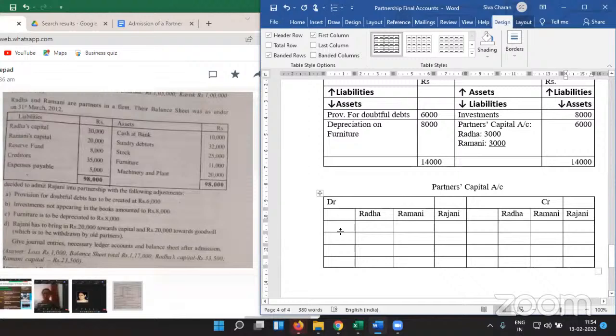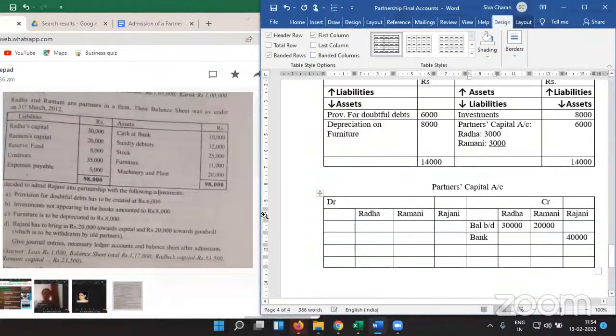Now, particulars. Take the particulars. First, when you open the partners' capital from the question balance sheet, you are supposed to take the partners' capital. So what will you write for that? Balance brought down. Radha's capital 30,000 and Ramani's capital 20,000. For Rajani, you are supposed to write bank. Bank, Rajani brought total 40,000, 20,000 capital and 20,000 goodwill.